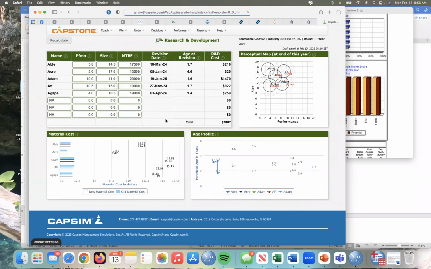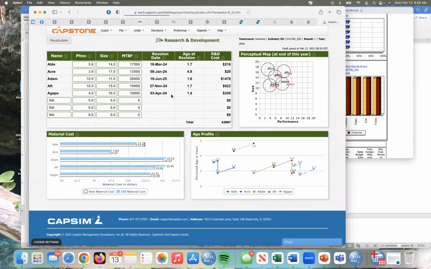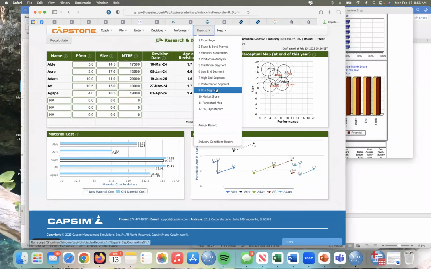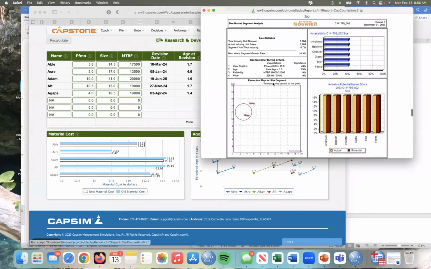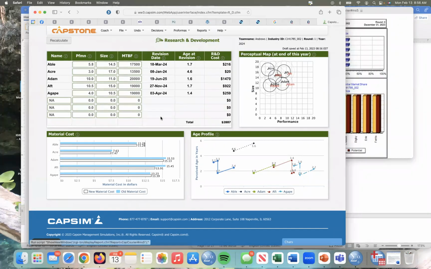Let's recalculate that. All right. We're getting a little bit closer to the sweet spot, which is towards the edge for a GAPE. And let's take a look at where MTBF should be for that. The MTBF is 16 to 21. It's at 19 now. We might even take that up a bit to 19.5. Let's do that. Again, we're trying to meet customer expectations.